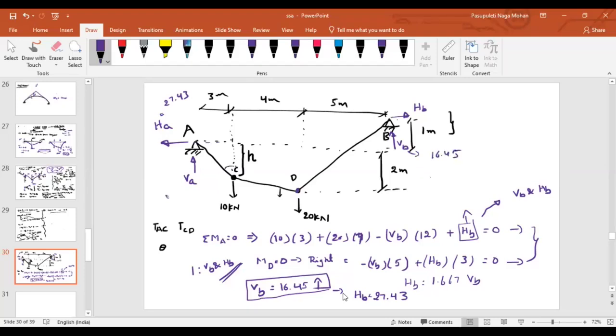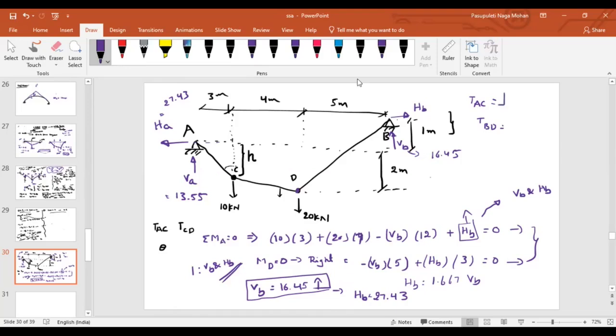And VB will be 16.4. Good. You can look at the total downward forces: 10 plus 20, 30. 30 minus 16.4 is 13.5. Now by looking at this value, can you directly tell me what is your tensile force in the member AC? What is your tensile force in the member BD? Now you know the reactions at the supports. If you know the reactions at the supports, can you simply tell me what will be your member forces?